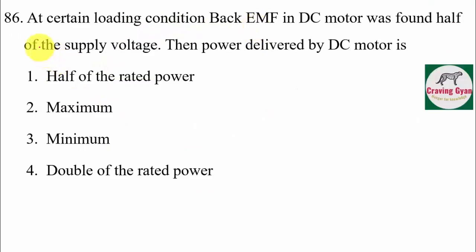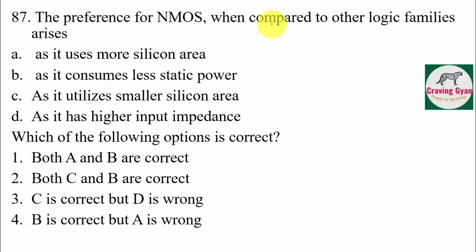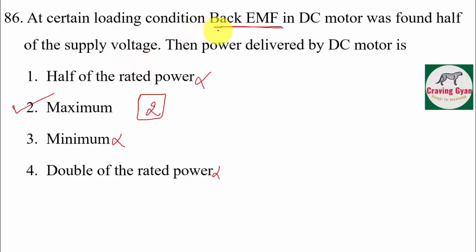Please go through it. 86th question, at certain loading condition, back EMF in DC motor was found half of the supply voltage. Then the power delivered by DC motor is given by, or it is what? It is found to be maximum. It is not half of the rated power. It is not minimum. It is not double the rated power. It is maximum, right? So the suitable option that's going to follow is option 2 is correct. Back EMF concept is important, especially in the case of brushless and sensorless motor, you are going to make use of back EMF concept.